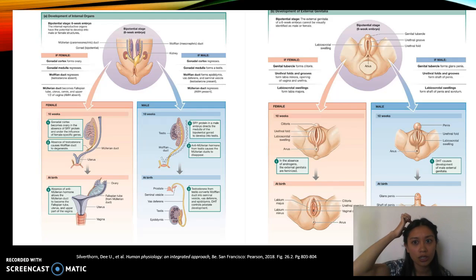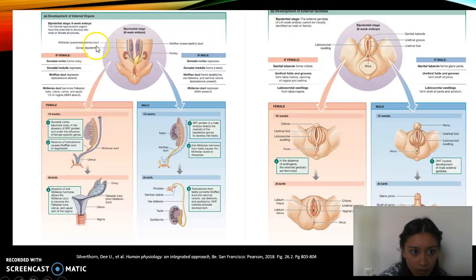This image on the left shows the development of the internal organs, whereas this image on the right shows the development of the external genitalia. So as mentioned before, if it is female, the cortex will form the ovary while the medulla regresses, and under certain hormones, the Mullerian duct will become the female parts, while the Wolffian duct will regress because a certain hormone is absent, which I will talk more about later.